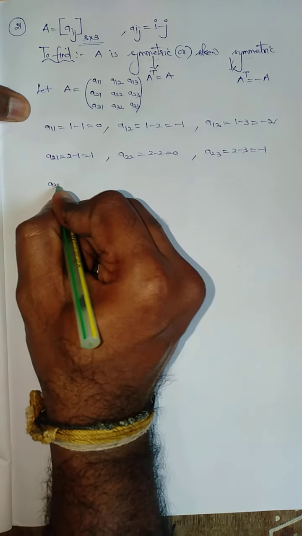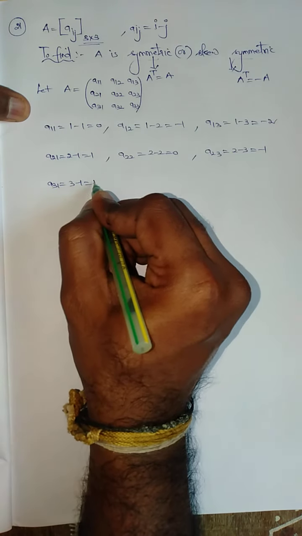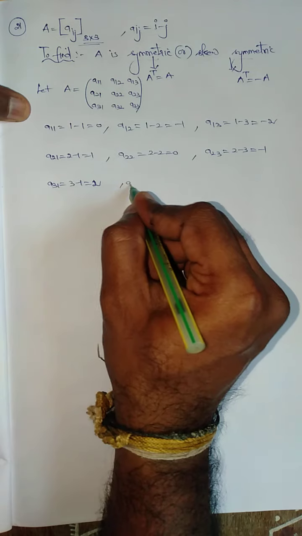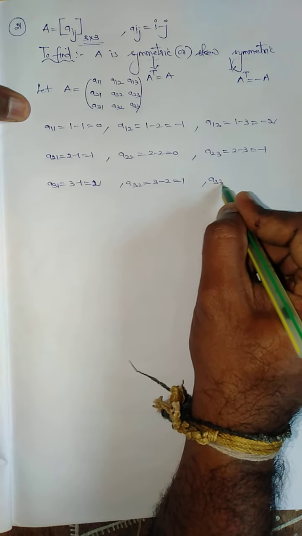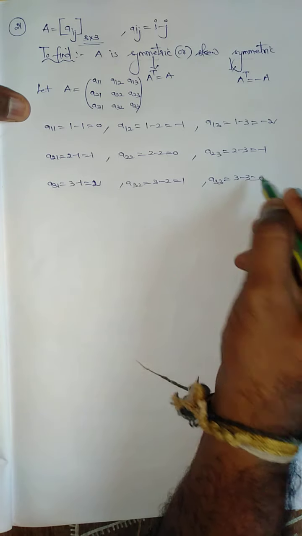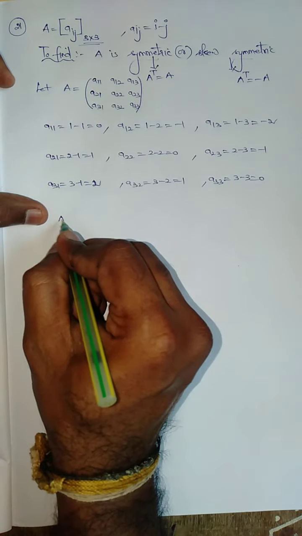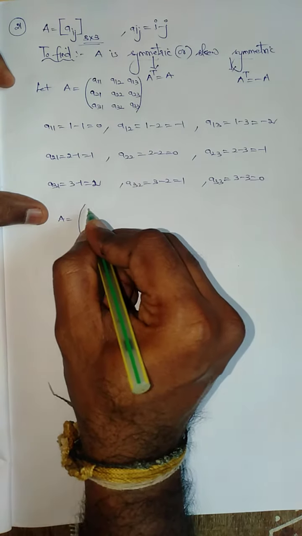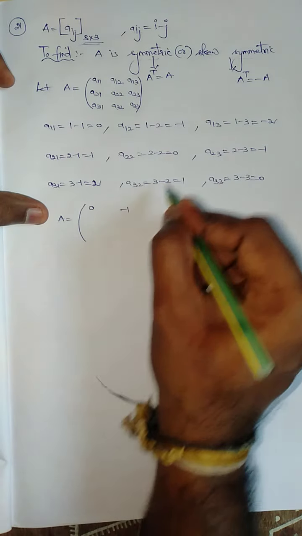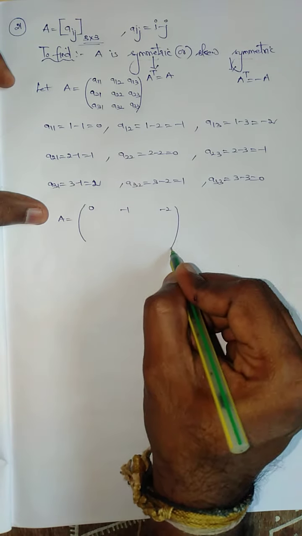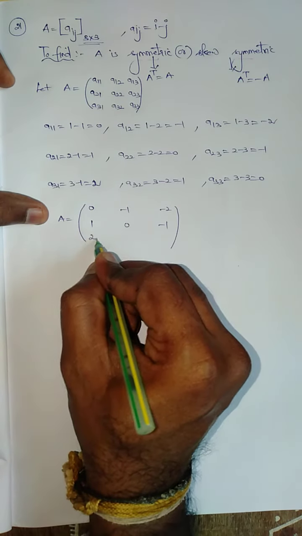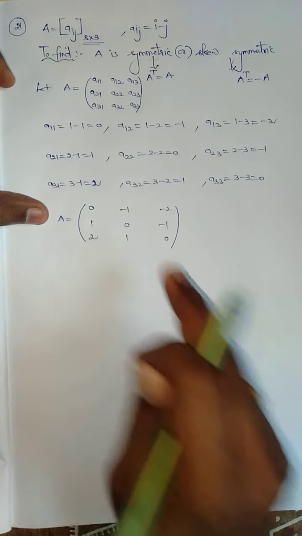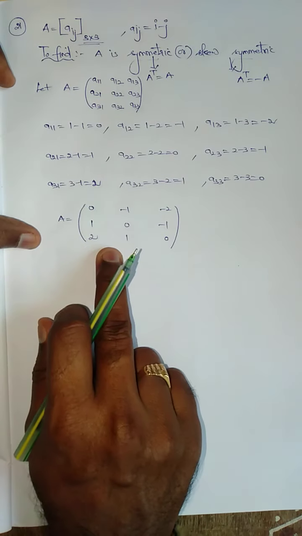Next, A31, 3 minus 1 is 2. A32, 3 minus 2 is 1. A33, 3 minus 3 is 0. Next, apply here. Therefore, matrix A is equal to 0, minus 1, minus 2; 1, 0, minus 1; 2, 1 and 0. This is matrix A.